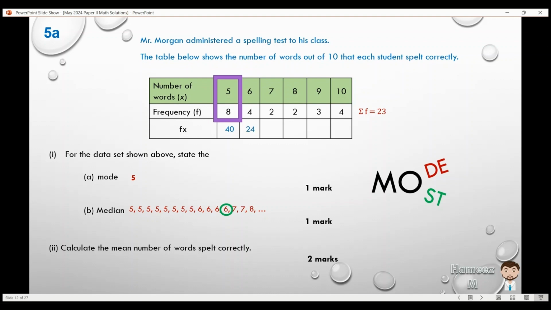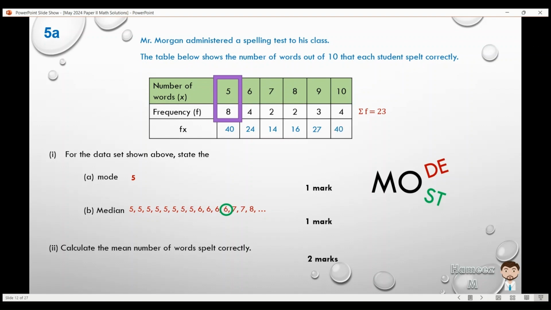And for the next case, we have 2 students who got 7 words right, so that'll give us 14. 2 students who got 8 words right, which will give us 16. 3 students got 9 right, which gives 27. And we're basically counting how many words they got correct. And for the last one, we have 4 students. Each student got 10 words right. So in all, that will give us 40 words.